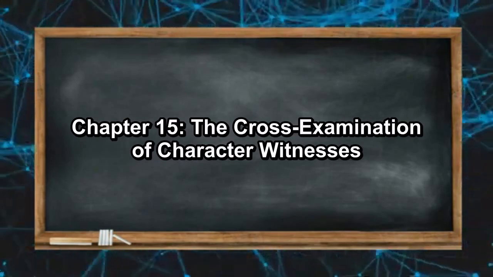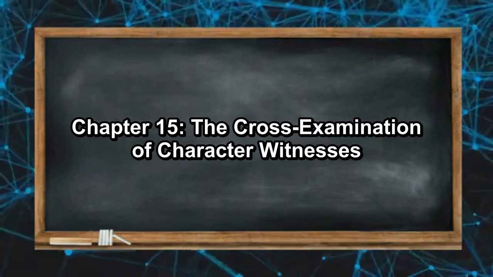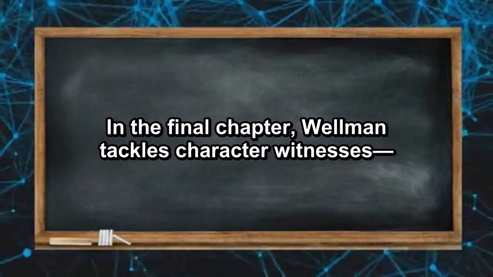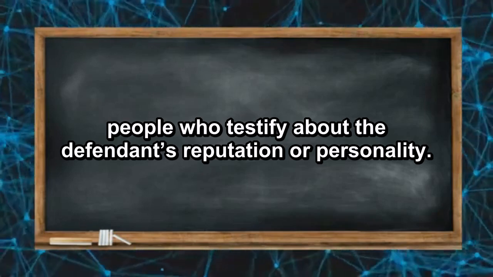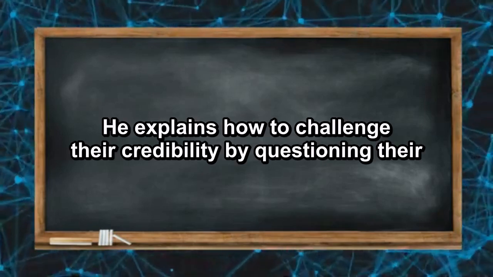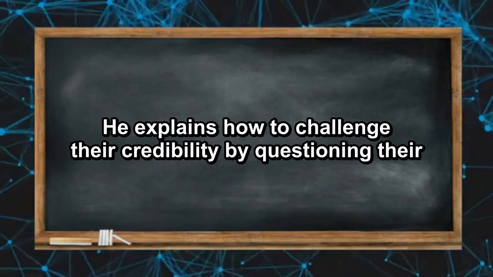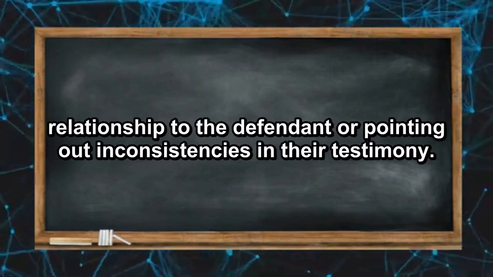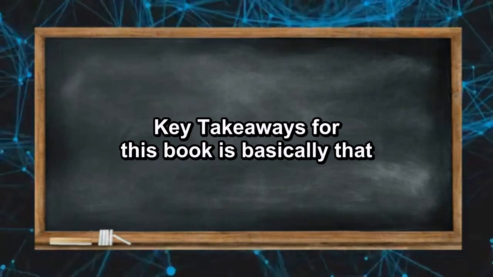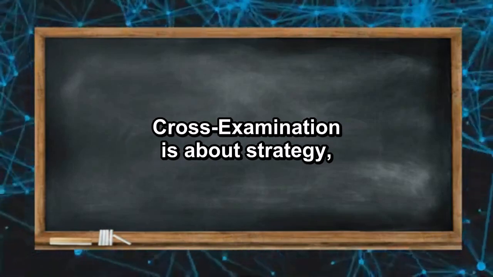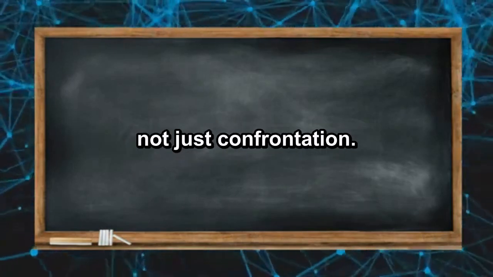Chapter 15, The Cross-Examination of Character Witnesses. In this final chapter, Wellman tackles character witnesses, people who testify about the defendant's reputation or personality. He explains how to challenge their credibility by questioning their relationship to the defendant or pointing out inconsistencies in their testimony.